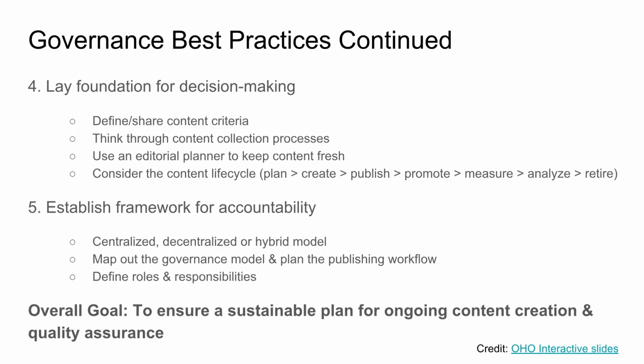Number 4, laying the foundation for decision making. So define and share content criteria, meaning let people know explicitly what you will and what you won't publish, so they won't request for a story to be published that is not one of the criteria for use on the website. Think through your content collection processes, like a web request form is always a good idea, or an email so people can submit feedback if they come across a broken link or some outdated content. Make sure those avenues are clear for reporting feedback.